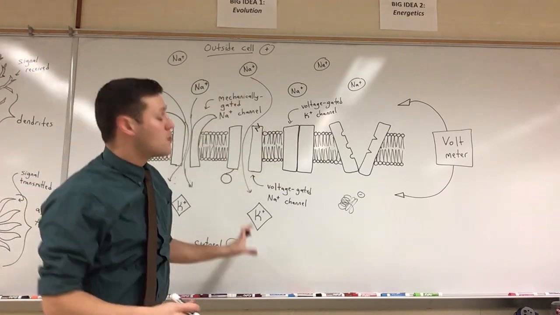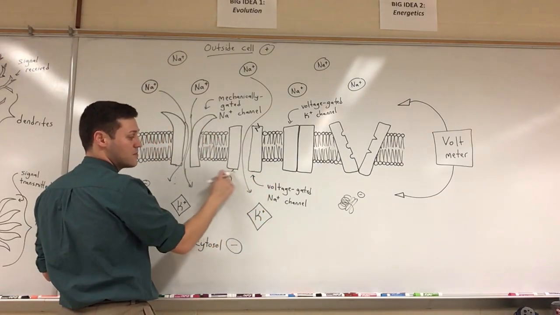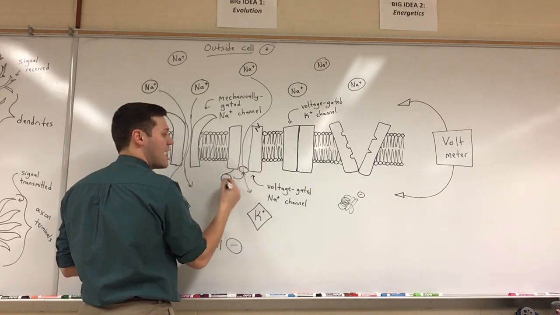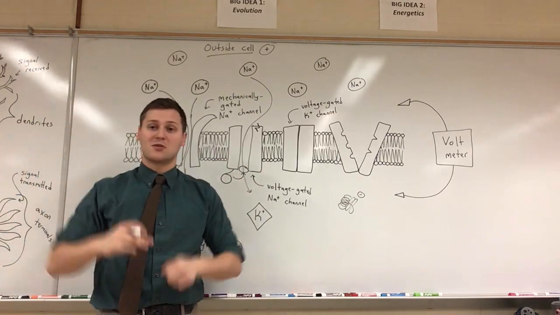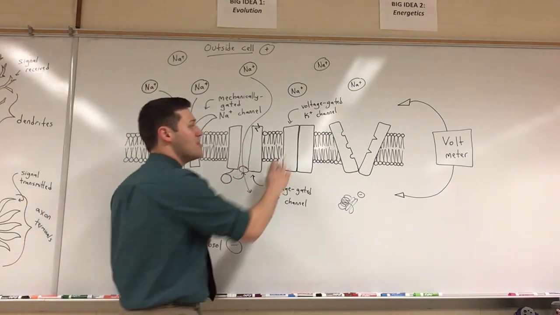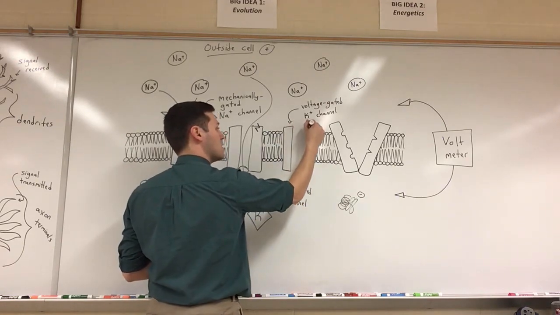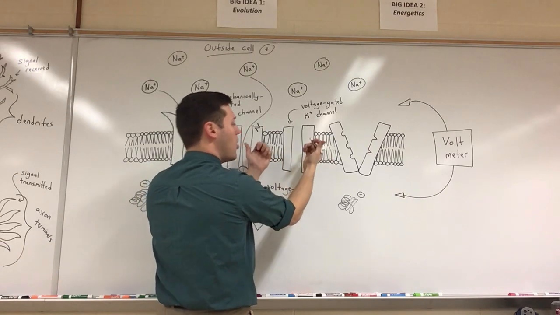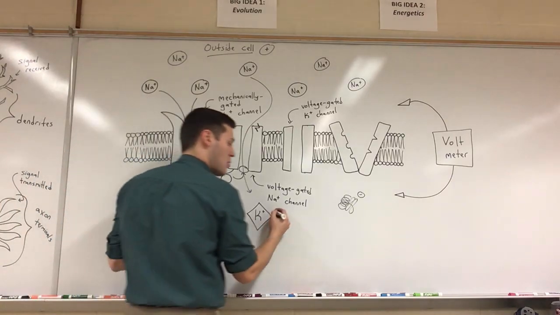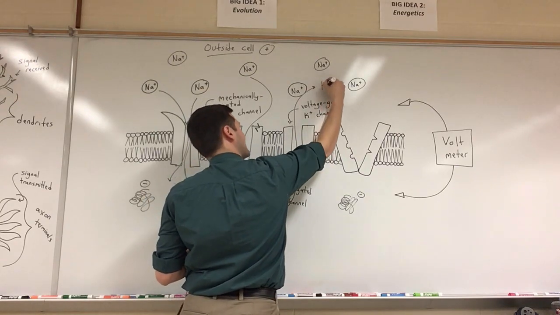So once enough sodium has rushed in, what's going to happen is two things. One, this little protein domain is going to swing in and block the sodium channel. So it's going to prevent any more sodium from getting in. So we let a lot in, and eventually it's going to block, and this potassium channel is going to open. Now we have more potassium inside of the cell than outside, so potassium will naturally move down its concentration gradient, and we'll get potassium outside of the cell.